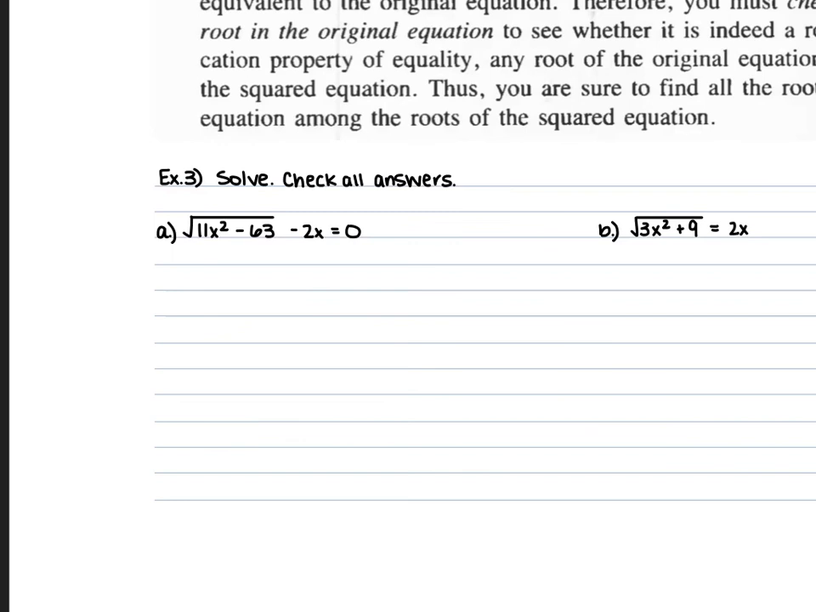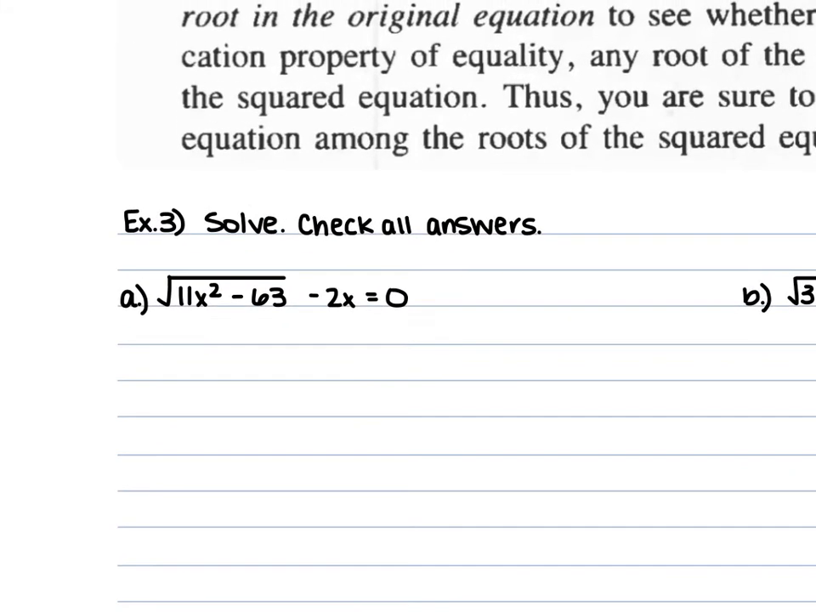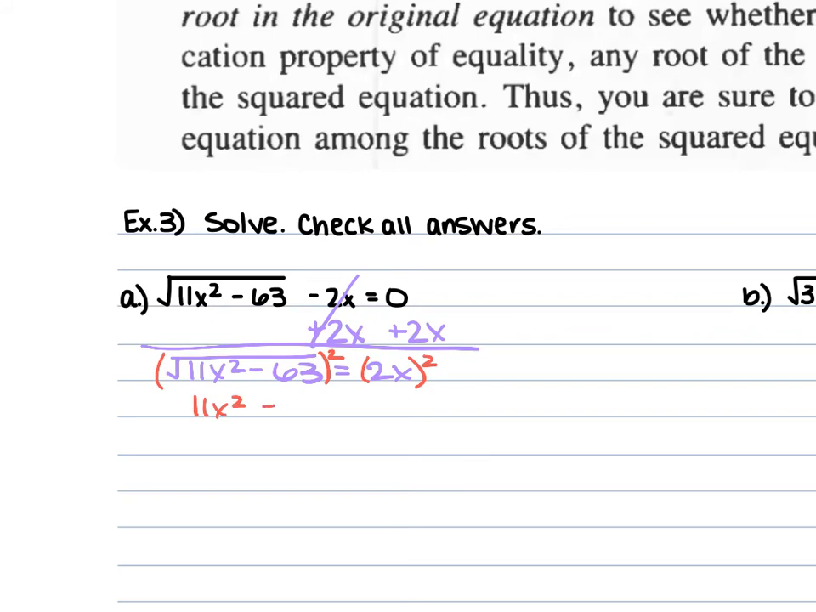For example 3, we are dealing with these equations that have an x in them. So we're going to isolate the radical. So we're going to move the 2x over by adding it to both sides. And then we have the square root of 11x squared minus 63 is equal to 2x. From here, we're going to square both sides. So we're going to have 11x squared minus 63 is equal to 2x squared. 2x to the second power is 2x times 2x, so that's 4x squared.